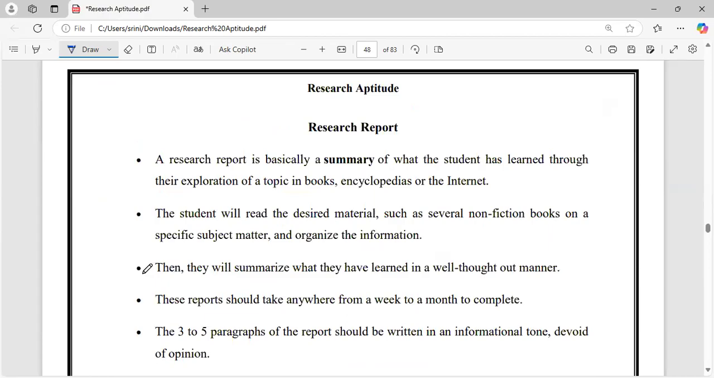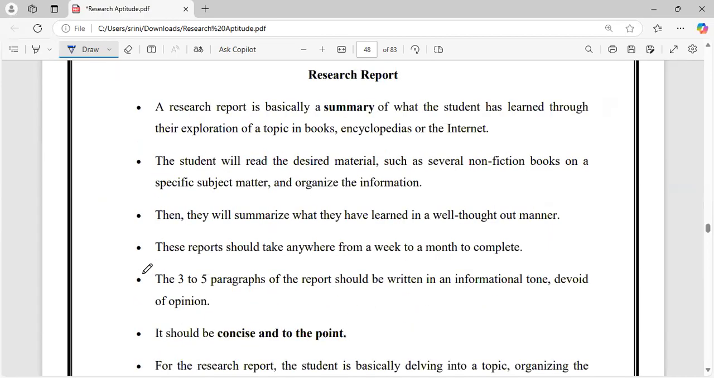Then research report, how to write the report. We have seen the difference between thesis, dissertation, and then report. A research report is basically a summary of what the student has learned through their exploration of the topic in books, encyclopedias, or the internet. Okay, just more focused on literature or critics or survey or opinion. The student will read the desired materials, such as several non-fiction books on a specific subject matter, and organize the information. They will summarize what they have learned in a well thought out manner.